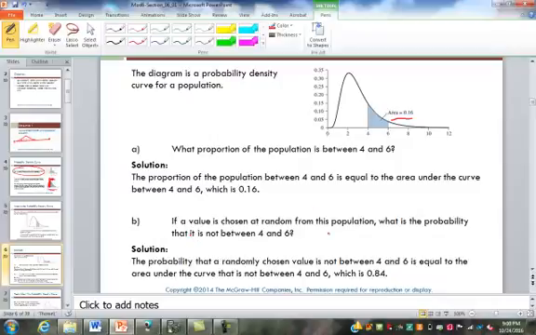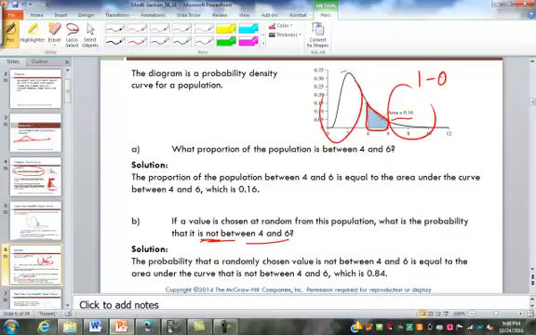If a value is chosen at random from this population, what is the probability to be between 4 and 6? Well, you can see it's still between 4 and 6 would be 0.16. What is the probability of not being between 4 and 6? Well, that would be the complement. Remember, the whole distribution adds up to 1. So if this here is 0.16, everything else adds up to 1 minus 0.16, or 0.84.